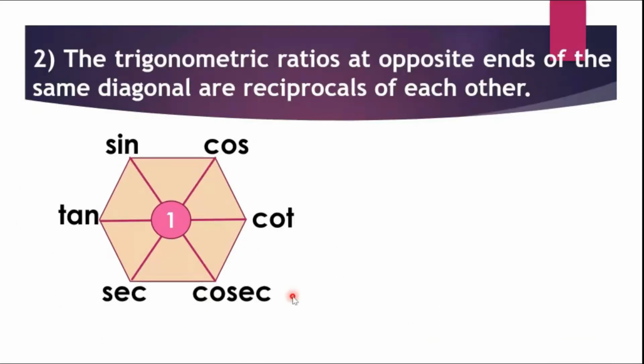Let's talk about rule number 2. Okay, so again, using this hexagon, the trigonometric ratios at opposite ends of the same diagonal are reciprocals of each other. So, what does that mean? For example, again, sine. So, the opposite of sine on the same diagonal is cosec. So, this rule number 2 says that any trigonometric ratios at opposite ends of the same diagonal are reciprocals of each other. So, that means sine is equal to the reciprocal of cosecant. So that means sine is equal to 1 over cosec theta.